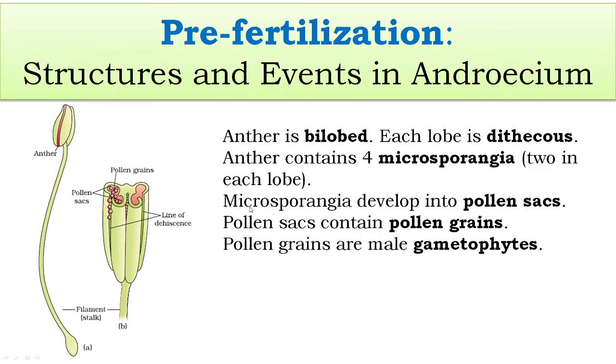Now remember, the microsporangia develop into pollen sacs. So microsporangia will develop into pollen sacs, and pollen sacs contain pollen grains. And ultimately pollen grains are the male gametophytes. They contain the male gametes.